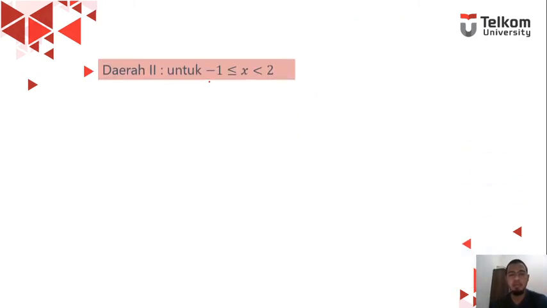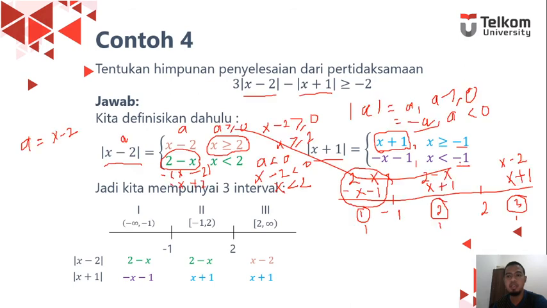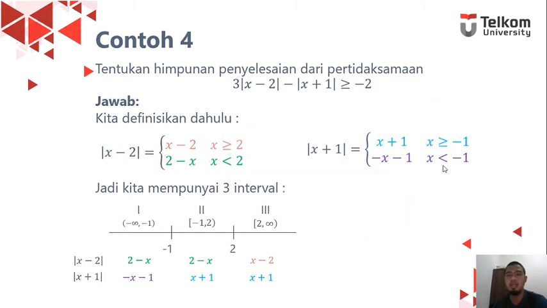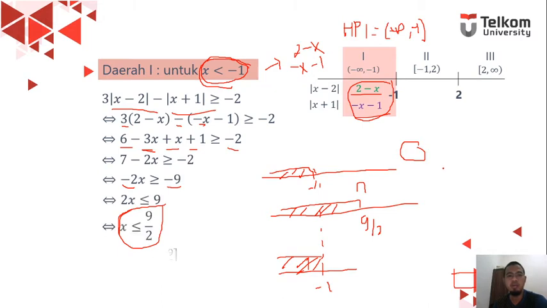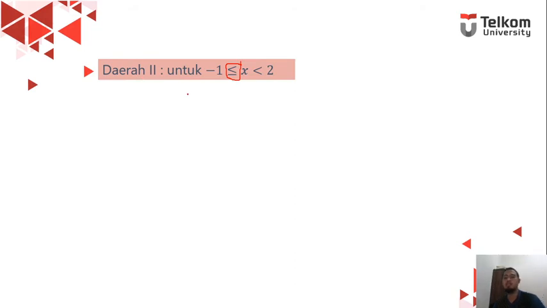Next, in the second area, we define this one: x bigger than or equal to minus 1 and x less than 2. Please be careful. In here, I'm using equal. Why? Because in the previous, we already defined x bigger than or equal there, but for the less than, we don't use equal in here. So this is the reason why we use equal in here. x bigger than or equal to minus 1 and x less than 2.